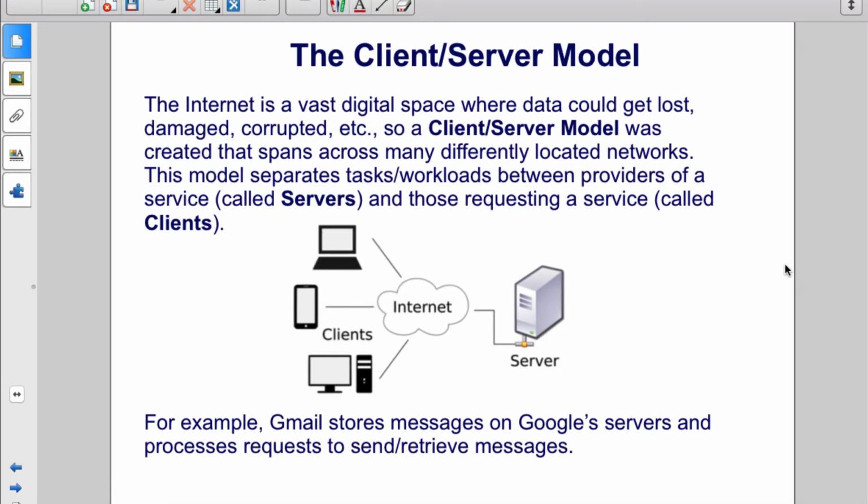The Internet is a vast digital space where data could get lost, damaged, corrupted, etc. So a client-server model was created that spans across many differently located networks. This model separates tasks and workloads between providers of a service, called servers, and those requesting a service, called clients. For example, Gmail stores messages on Google's servers and processes requests to send and retrieve messages.